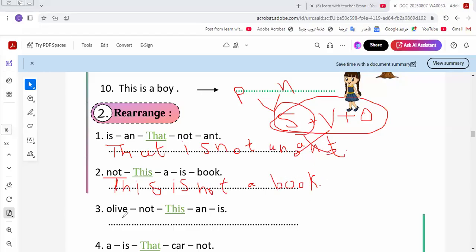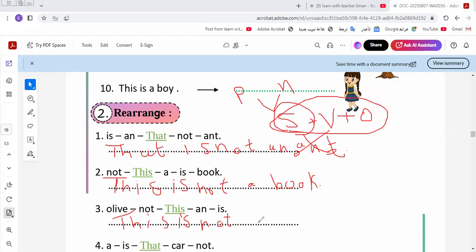I put a full stop at the end of the sentence. This isn't an olive. All of these sentences are in negative form. But in negative form you can't put the question mark. Negative form is like a statement form, so we can't put a question mark at the end of the sentence. The question mark is in the question form only. You must take care of this.